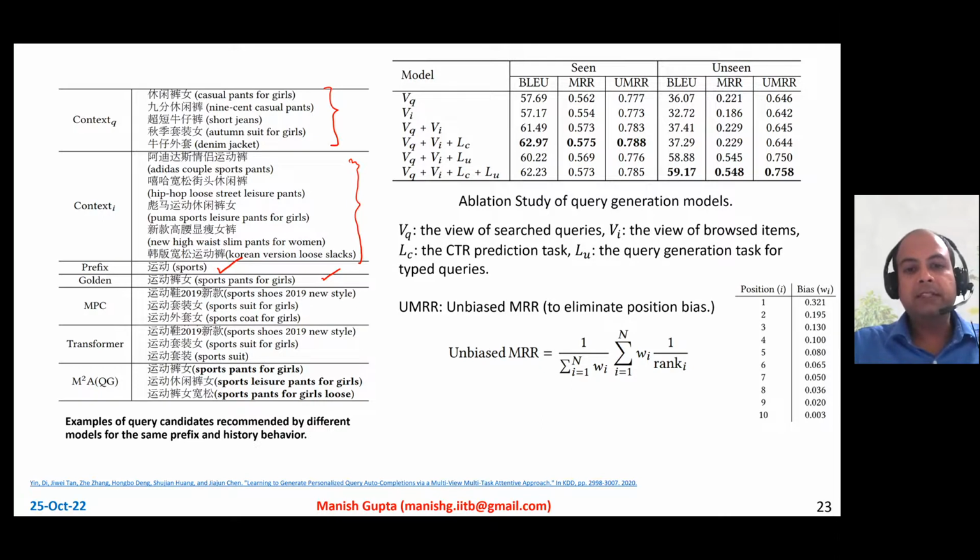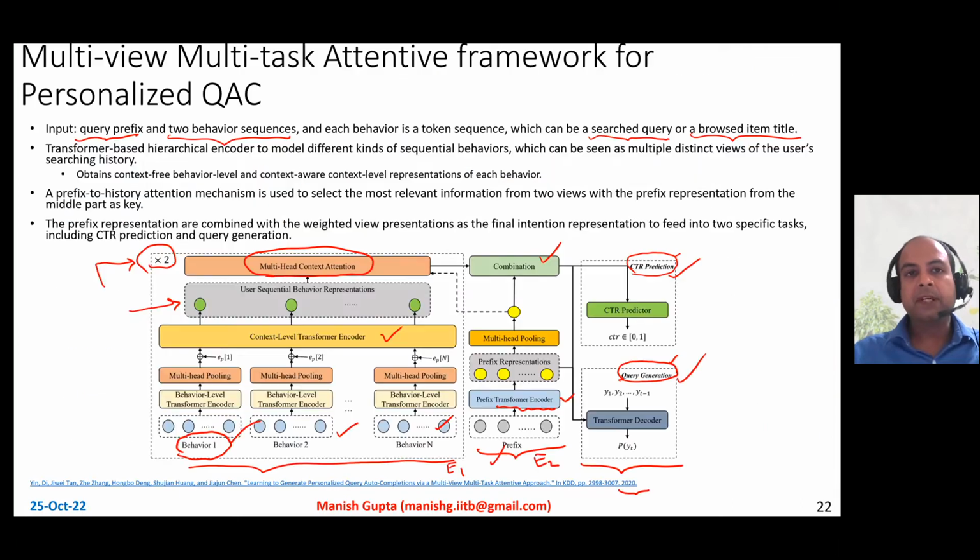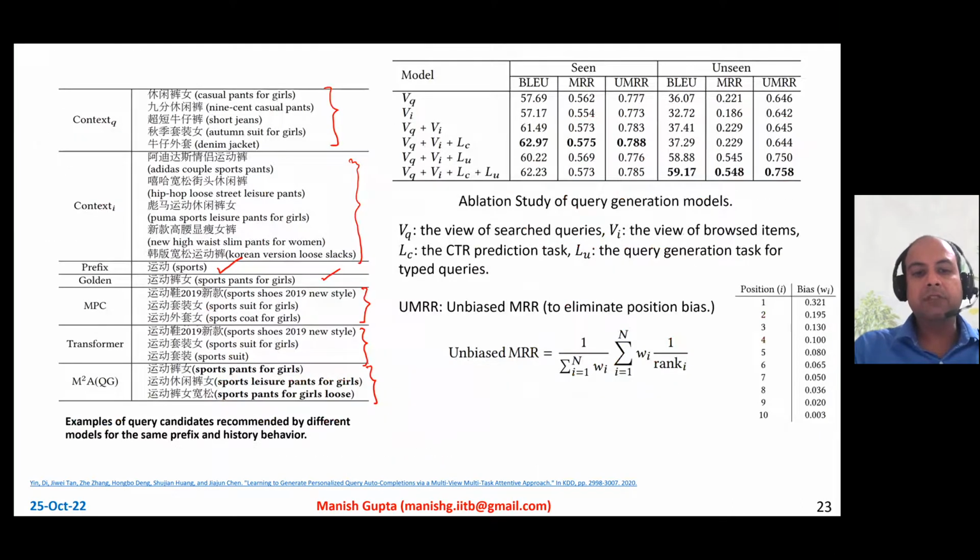And if you look at the most popular completions, well, these are the most popular completions. If you look at just the transformer-based generator, which does not care about the browsing context and so on, you get these completions. But then if you look at their method, which is a multi-view and a multitask method, that gives you completions which are really, really nice, and which of course also contain the query right at the top.